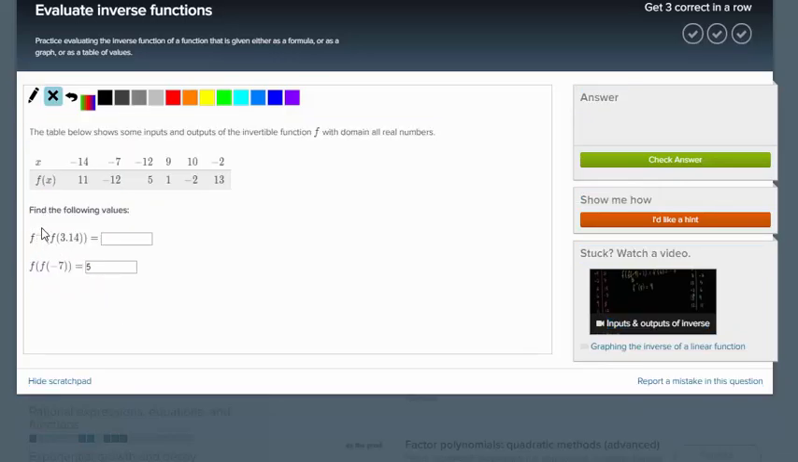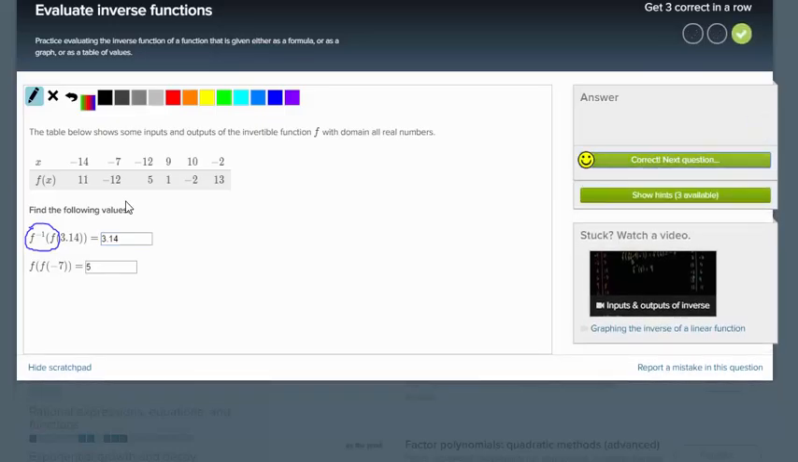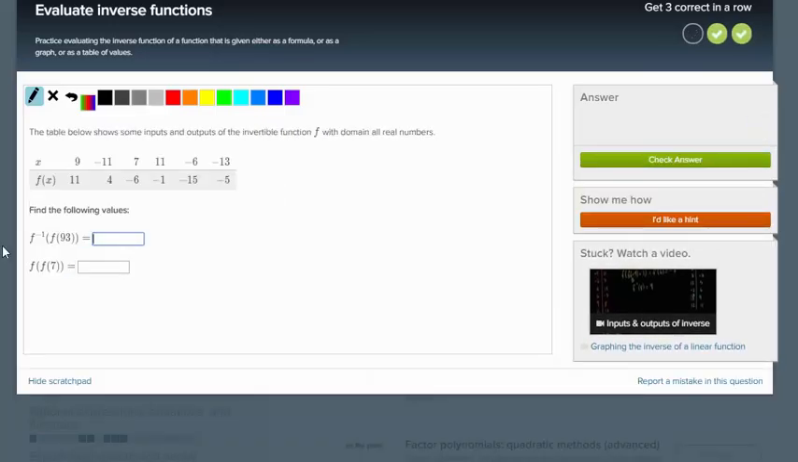Now this next part might be a little confusing, but here's the deal. F inverse of f: f inverse and f basically cancel each other out. So my answer is just going to be 3.14. Let's take a look at it one more time. F inverse and f, what do these do? They cancel each other out. So I'm left with 93.